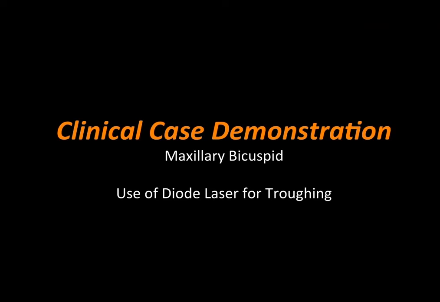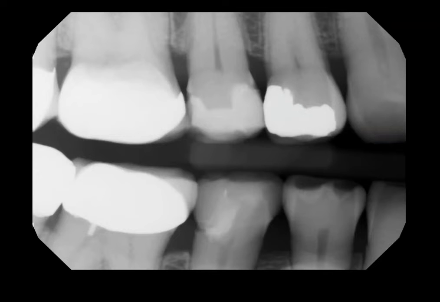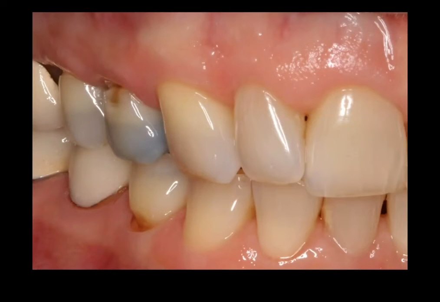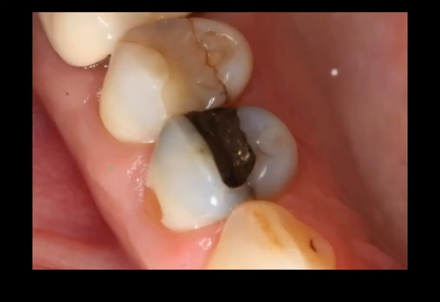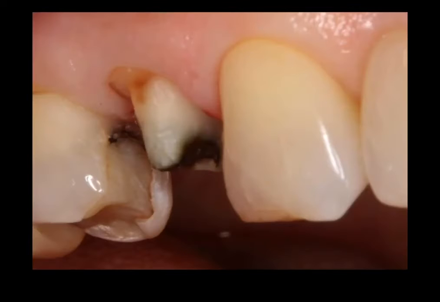Phew, we went through that. So now let's look at some of the clinical demonstrations. That's what we really want to see. You want to see what we're able to do. So the diode laser in troughing. Here we have a tooth that we're going to do a crown preparation. Challenging area to some degree.